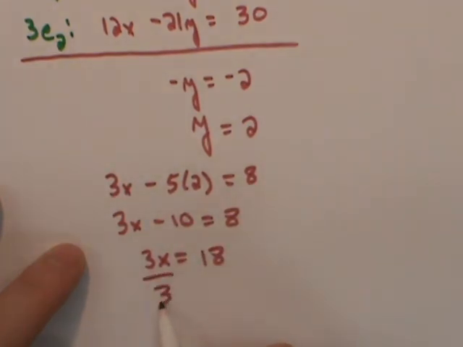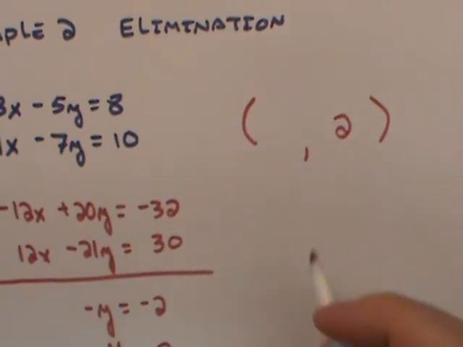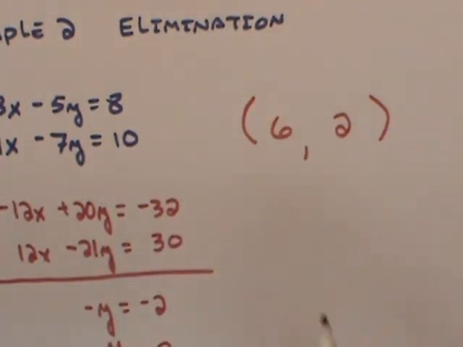If I move the negative 10 over, 3x would equal 8 plus 10, which is 18. And then I can divide by 3. As I divide by 3, 18 divided by 3 is 6. Looks like I get a nice answer here of 6, 2.